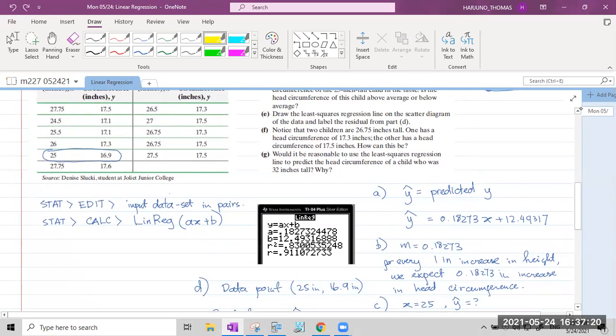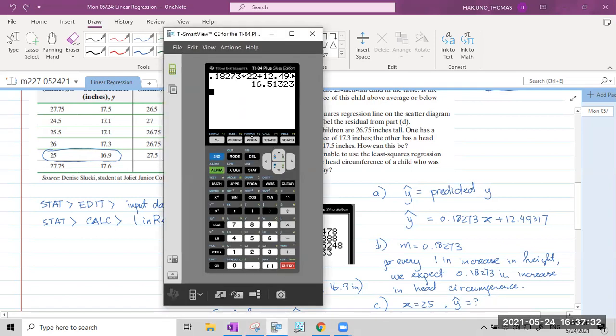Part E, draw the least squares regression line on the scatter diagram. I don't think I will ask you that, but let's take a look if I can possibly draw it here. Let me see. Stats. I wonder if I can draw it here. Is there any way to draw it?